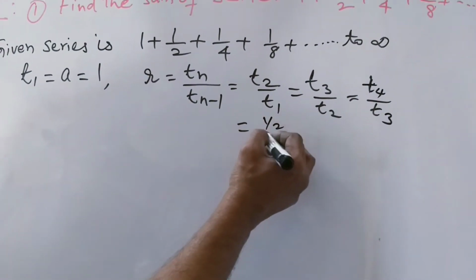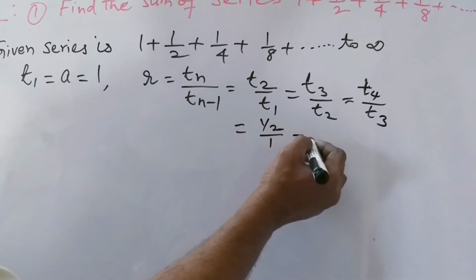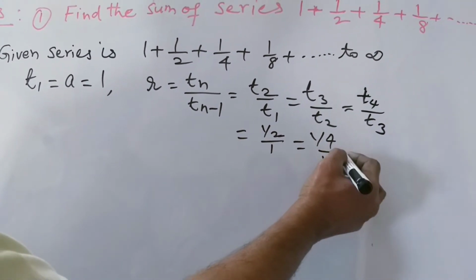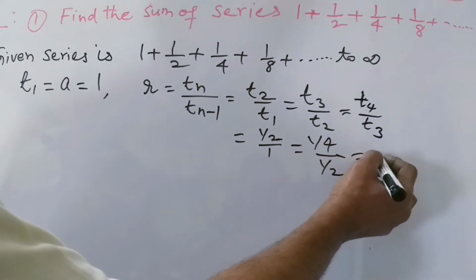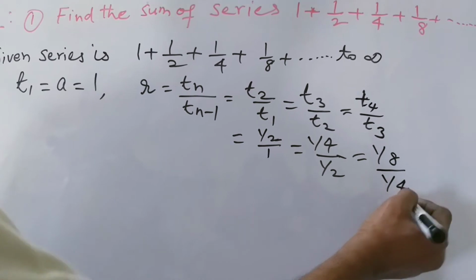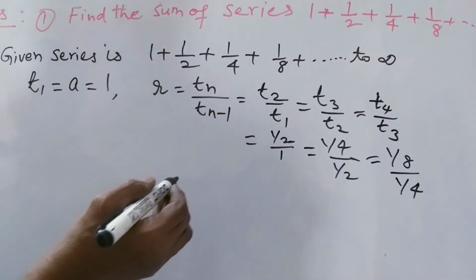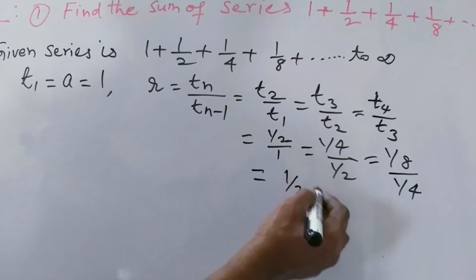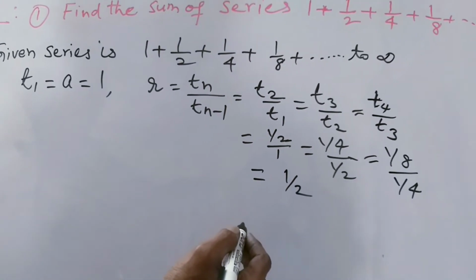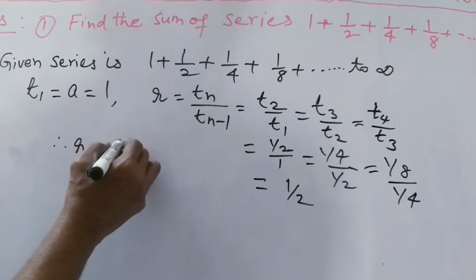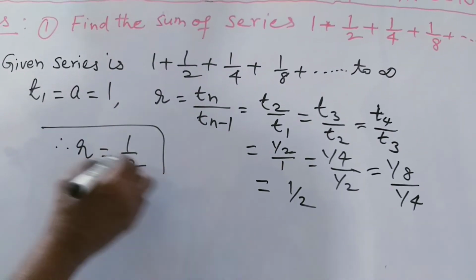1 by 2 by 1 is equal to 1 by 4 by 1 by 2, 1 by 8 by 1 by 4. So, the common ratio for all of these is 1 by 2 on simplification. Therefore, the common ratio R is equal to 1 by 2.